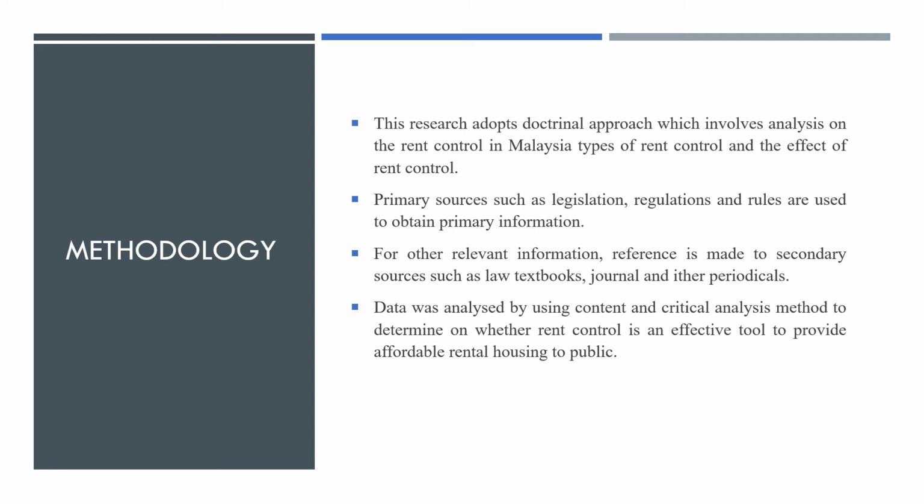So for the methodology, this research adopts a doctrinal approach which involves analysis of rent control in Malaysia, the types of rent control and the effect of rent control. The primary sources such as legislation, regulations and rules are used to obtain the primary information. For other relevant information, reference is made to secondary sources such as textbooks, journals and other periodicals. The data was analyzed using content and critical analysis method to determine whether rent control is an effective tool to provide affordable rental housing to the public.